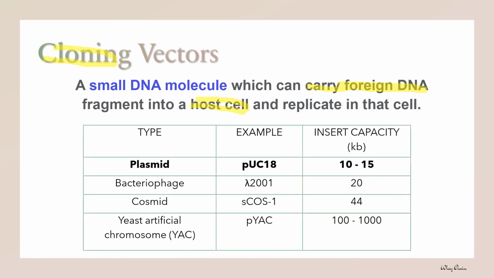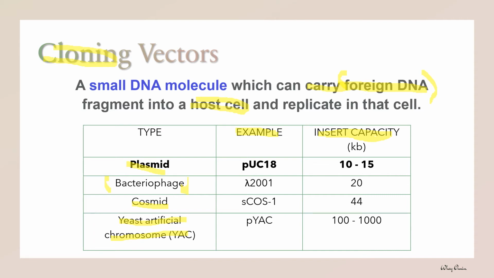There are so many types of cloning vectors, which are plasmid, cosmid, and YAC. These three are actually DNA molecules. But bacteriophage is actually a virus. So each of the cloning vectors has typical examples, or we say popular examples. What makes them different from each other is actually related to their insert capacity. Insert capacity means the size of the foreign DNA they can carry.